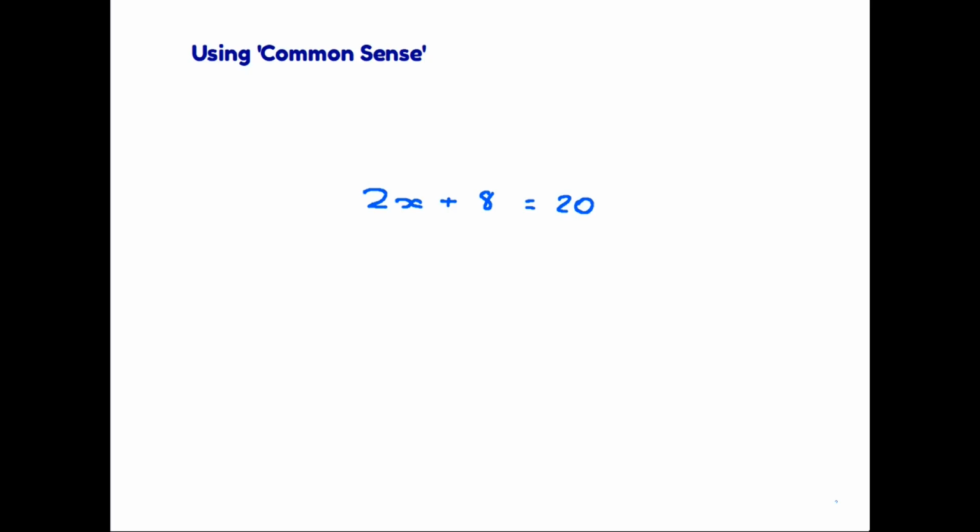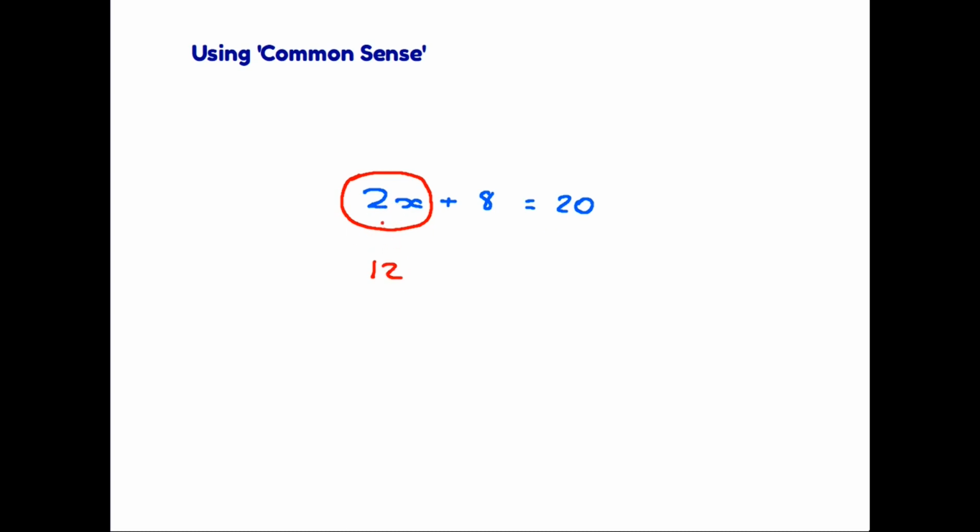Before we start looking at a more formal approach to solving equations, I just want to have a look at this idea that you can just use common sense in some situations. So on the board here, we have a typical equation and we're being asked to find the value of x. So the common sense approach is to say, okay, we have 2x plus 8 equals 20. So this means that this 2x, when it's added to 8, is going to give us the answer 20. So we have to find something that would add to 8 to make 20. Well, of course, the answer is 12.